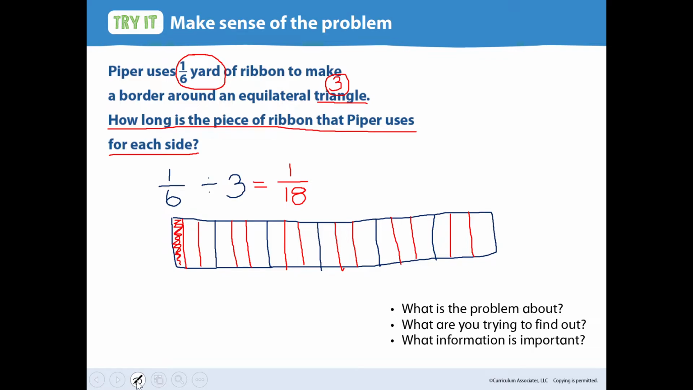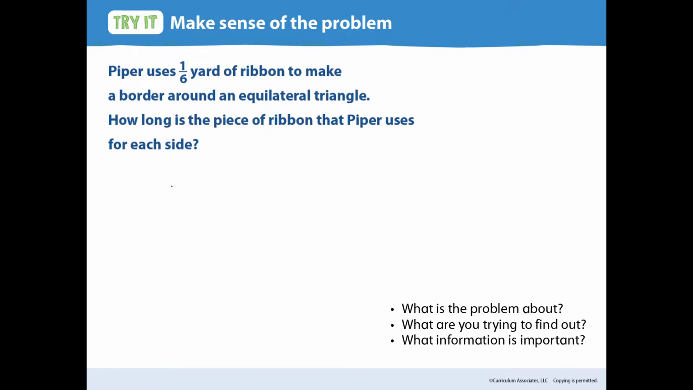Let's go ahead and look at an algorithm that can help us solve that as well. So we have our 1/6 again, and it's a triangle. So we have our 3. So our equation is going to stay the same. We have 1/6 divided by 3. So if we remember our strategy of keep, change, flip, we keep the 1/6 as is. We change division to multiplication.